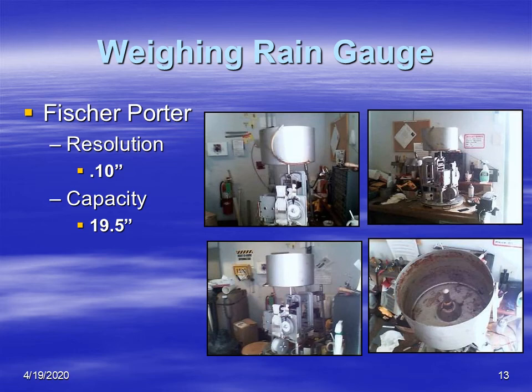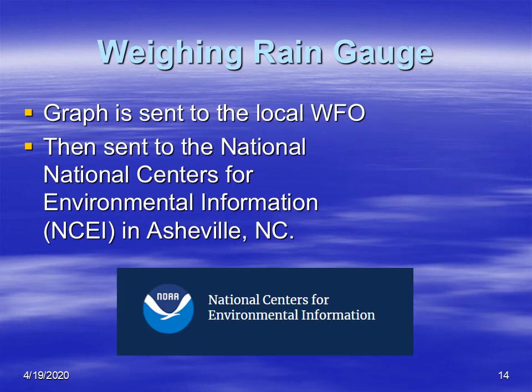That tape, after a month, with punched holes on it, is sent to the National Weather Service, a local weather forecast office, and from there they'll look at it. They'll do quality assurance and then send it off to the National Centers for Environmental Information, which is located in Asheville, North Carolina. And that is recorded and archived for a period of time. So that's a little bit about two basic types of weighing gauges. In our next video, we're going to talk about the AWPAG.